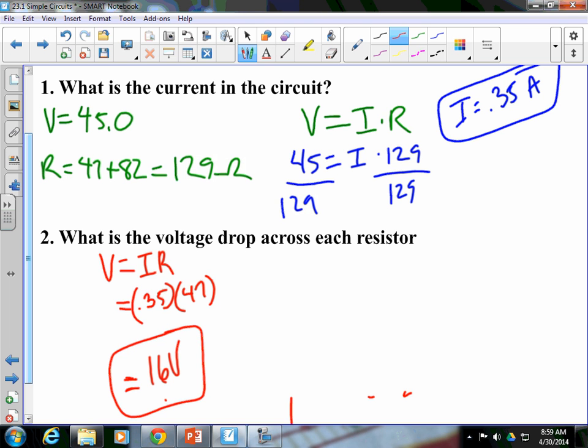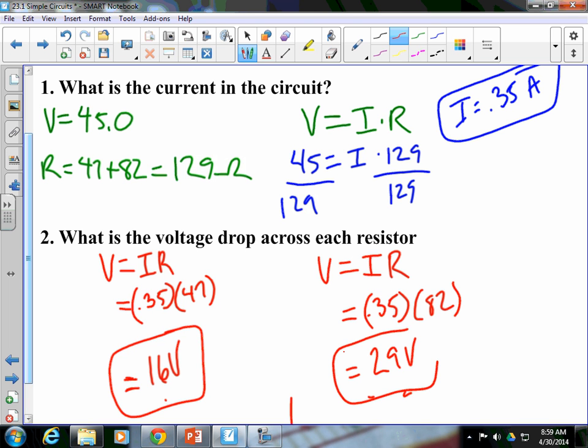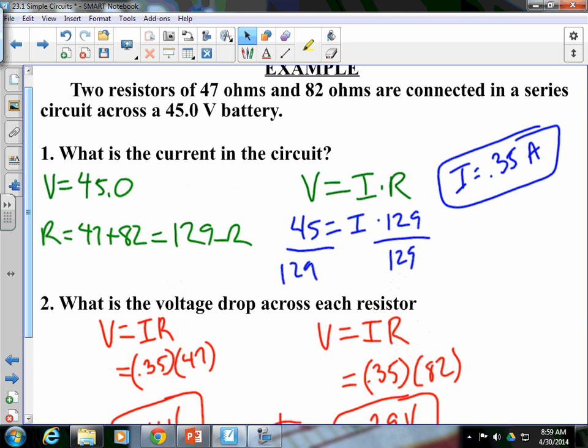If we figure out our second resistor, voltage is equal to, again, current times resistance. As we just solved for, our entire current throughout is 0.35 amps times the resistance in the second resistor, 82, and we figure that out, and that is 29 volts. Notice anything? What would happen if I added these two voltage drops together? 16 plus 29 equals the total voltage of the battery, 45. So just one thing to keep in mind there.